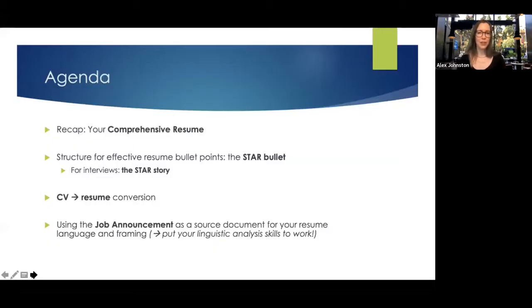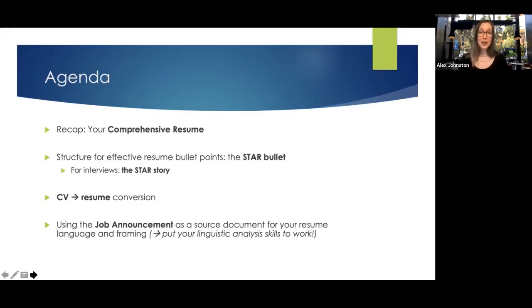First, we're going to recap your comprehensive resume, which we introduced last week. We're going to talk about a structure for effective resume bullets, which I'm going to call the star bullet. And when it comes to interviews, we call it the star story. It goes by many names, and there's a resource in the chat so that you can look this up online as well. I'll give an example of how to convert information from a CV to a resume. And I'll also show you how to use the job announcement as a source document for your resume language and framing.